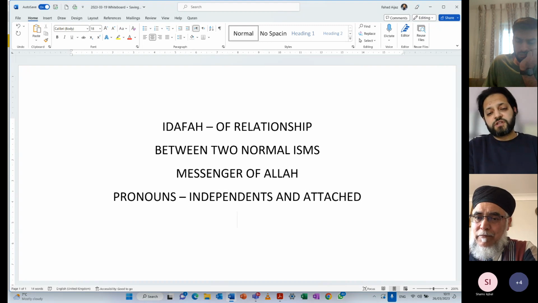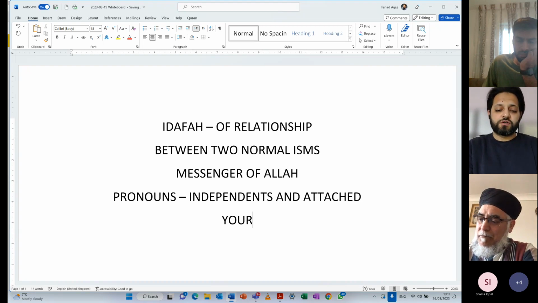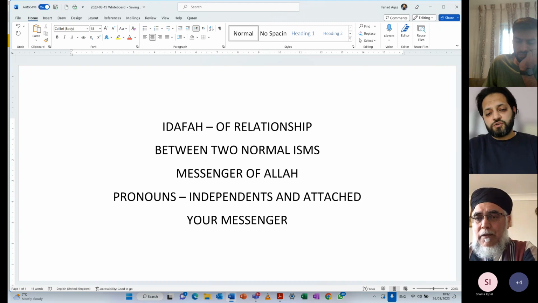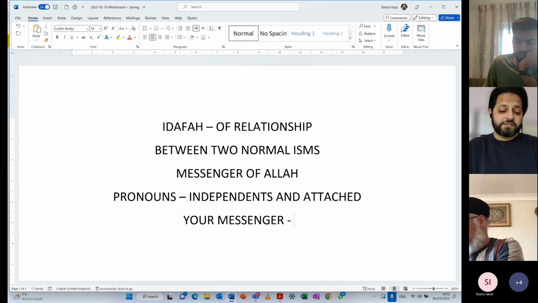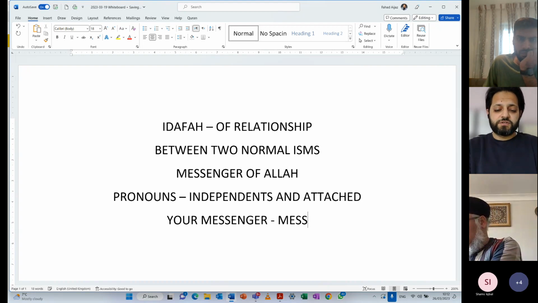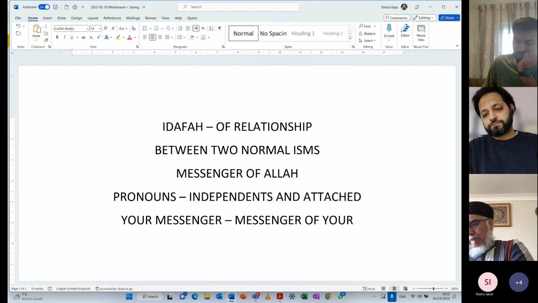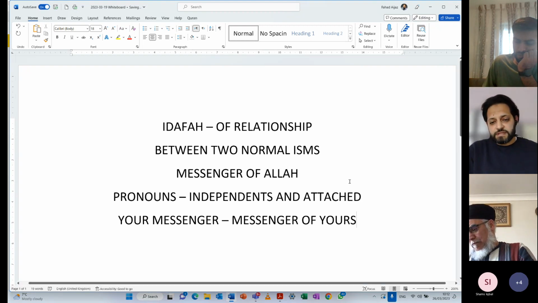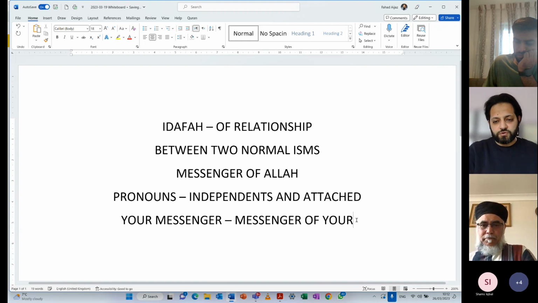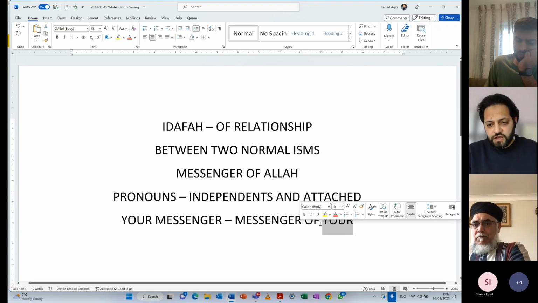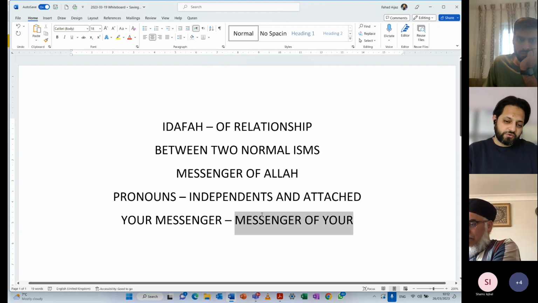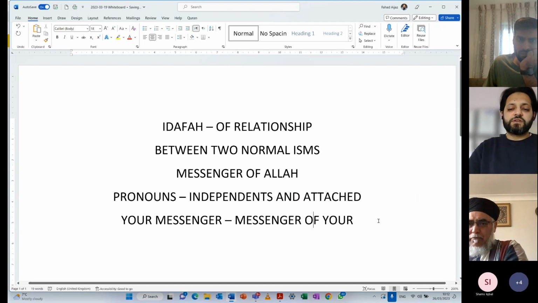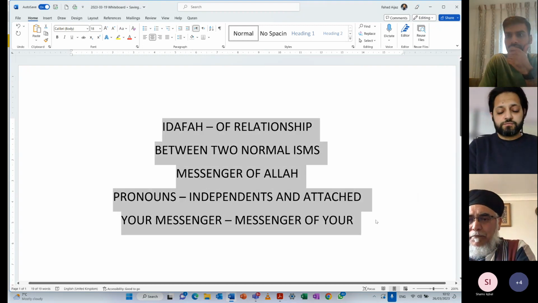And the attached ones are the ones that are used to build idafa. So, for example, your messenger. Your messenger would be an idafa, which generally, just for the sake of understanding, we could write as messenger of yours. So this pronoun, not yours, this pronoun is the word after of, and this is the idafa with the attached pronouns. And that's what I want to make sure you have clearly understood, and you are able to do it when it is in front of you.